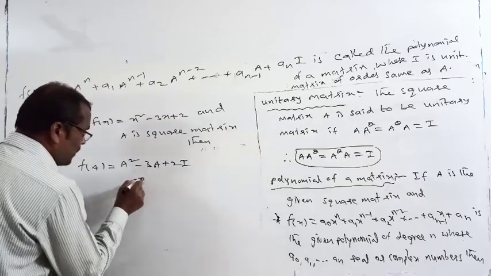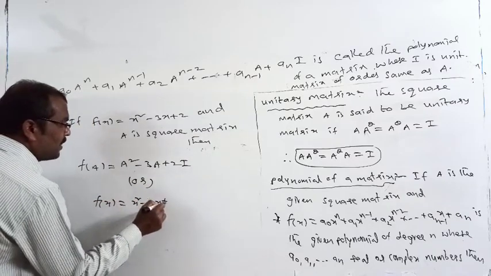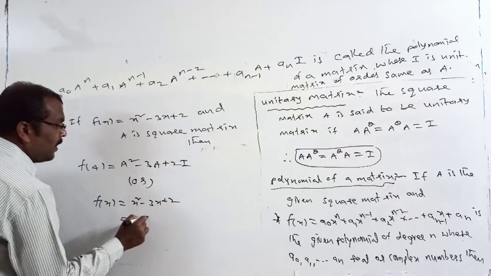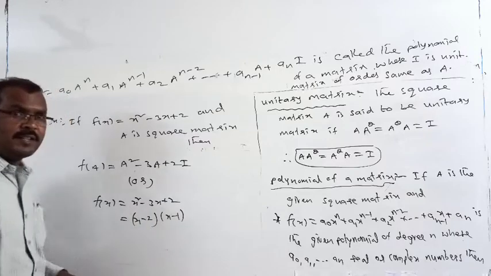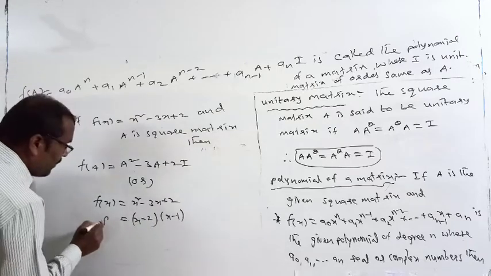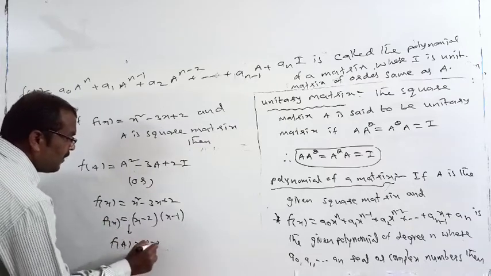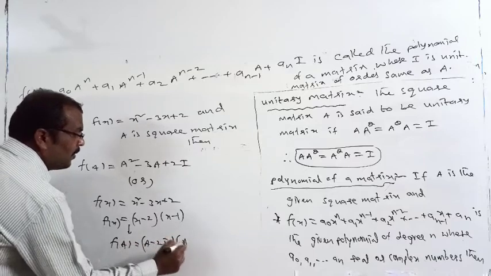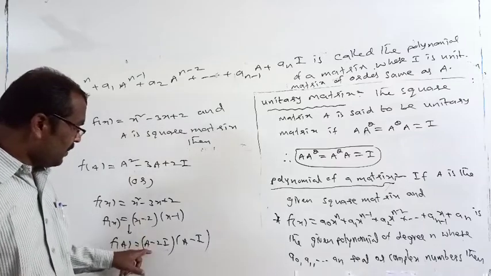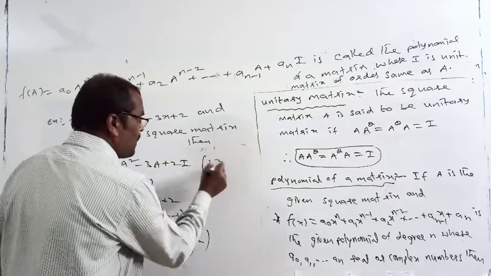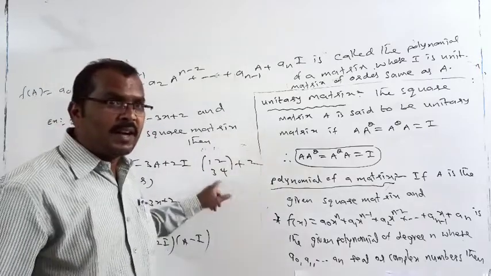Or it can also be written as f of x is equal to x square minus 3x plus 2, which can also be written as x minus 2 into x minus 1, by taking the factorization. So now from here f of A is equal to how much? A minus 2I into A minus I. It is 1I and it is 2I, since we cannot add a matrix and a number. It is not possible. You cannot add a matrix and a number.